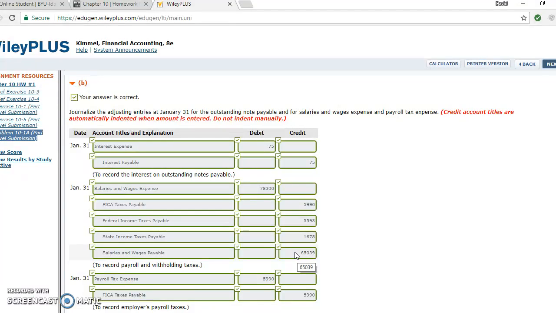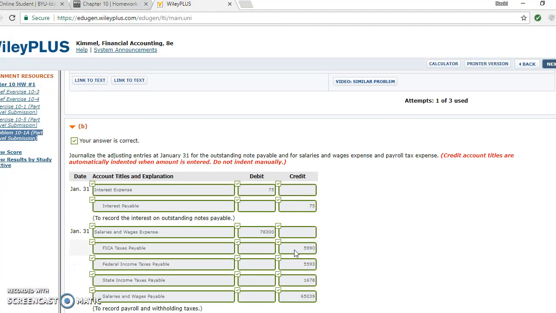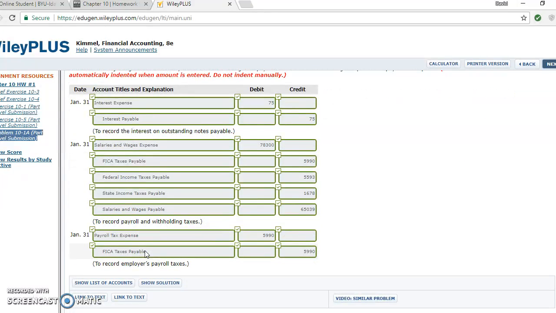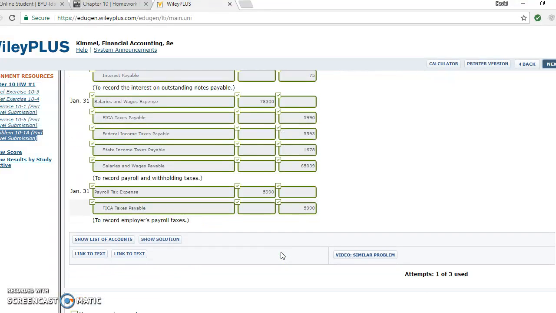And then the payroll tax expense, we noticed that that comes from the FICA taxes payable. And so to record the employer's payroll taxes, we end up debiting payroll tax expense for the $5,990 and we credit the same amount to the FICA taxes payable.